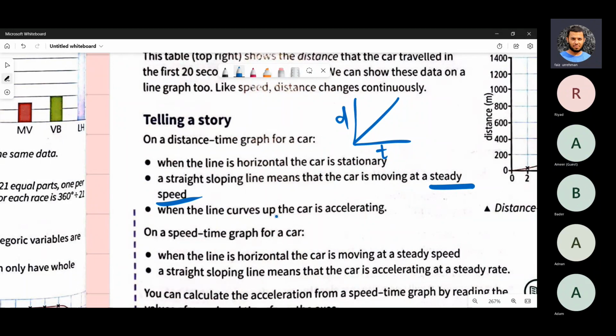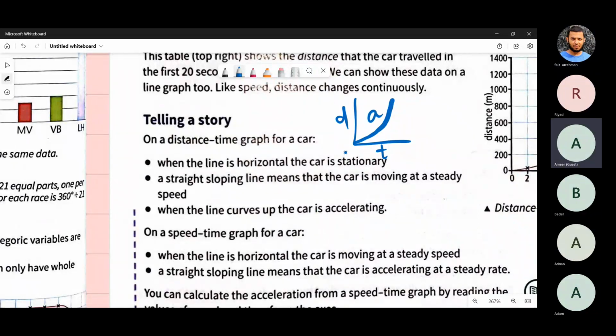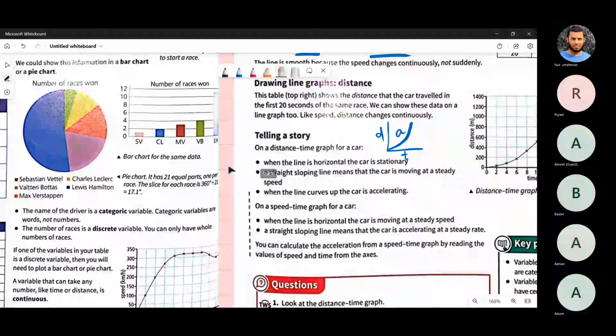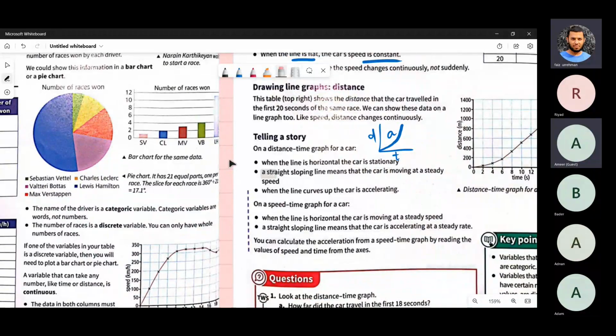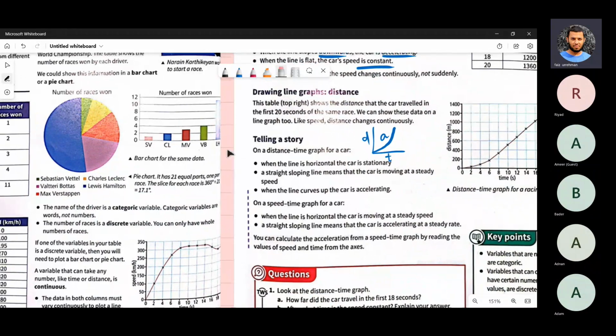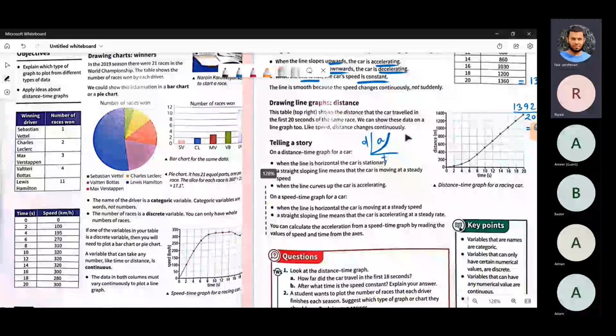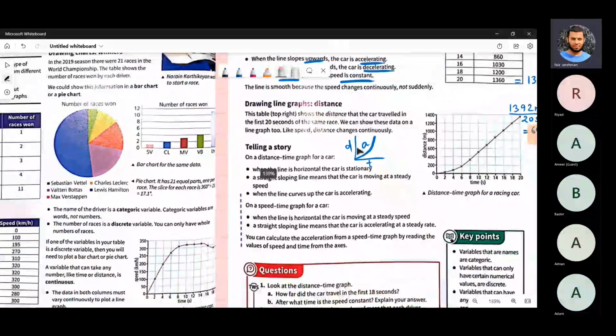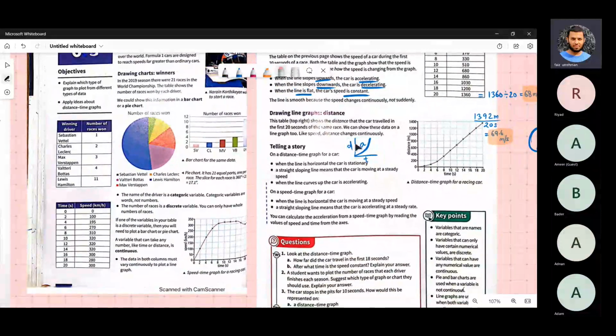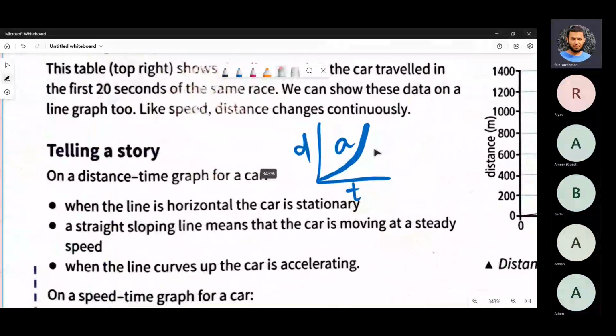And when the curve goes up, it means what? Acceleration. But this is for distance. On a distance time graph, how do you show acceleration? By a curve. It's not just on a speed time graph, it's also on a distance time graph. The best way to describe it is on a speed time graph, I agree, but it can be shown on a distance time graph also with a curved line.